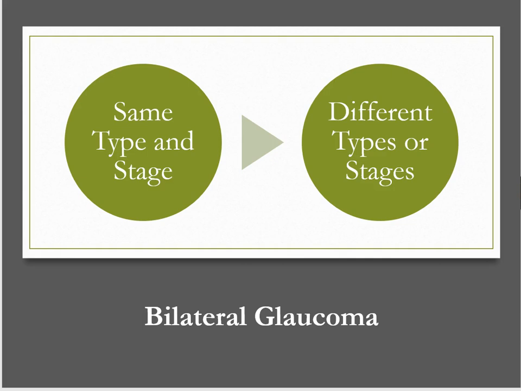So now let's take a look at situations when the patient has bilateral glaucoma, but it's a different type or a different stage. If the patient has bilateral glaucoma and each eye has a different type and a different stage, and the classification distinguishes between laterality, that is left and right, you're going to assign the appropriate code for each eye for the type of glaucoma.